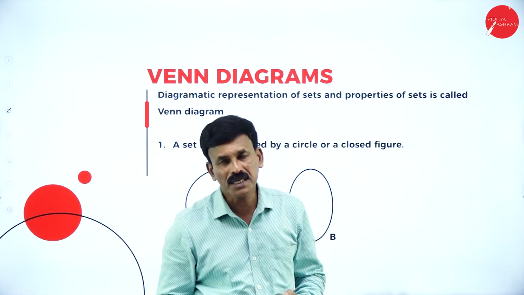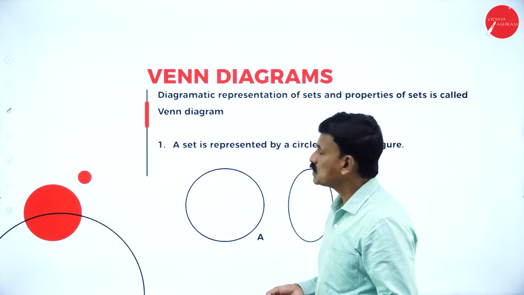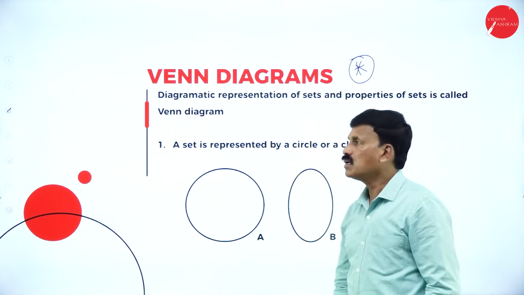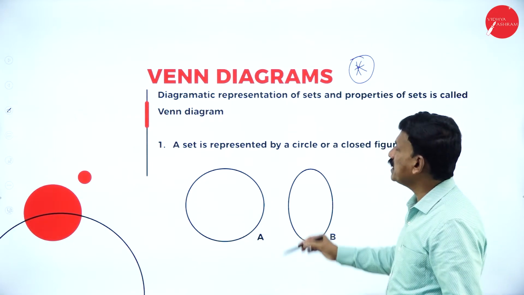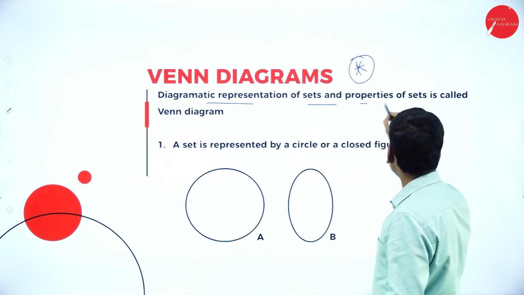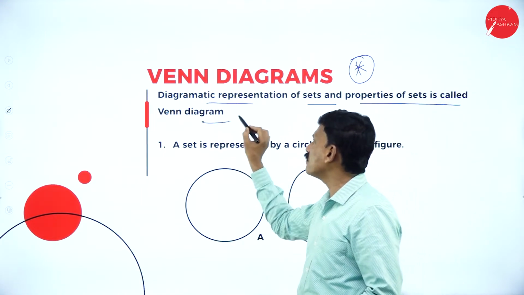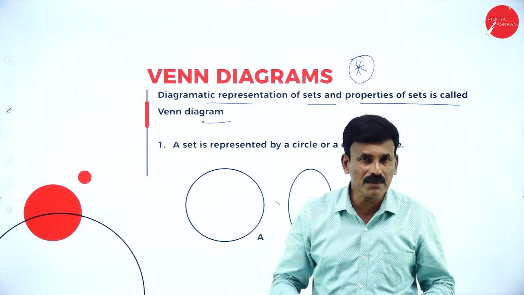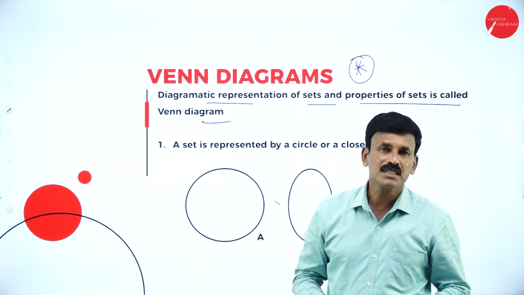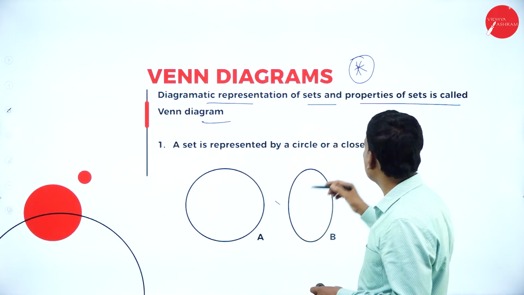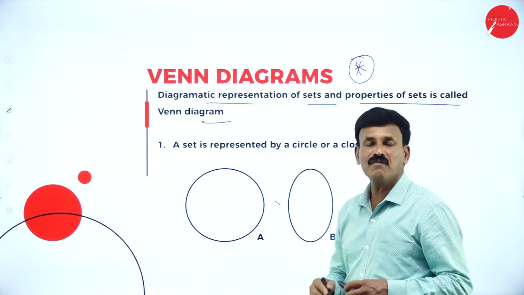Let us come to the next concept, Venn diagram. So this is a very important concept. You may expect one question from this. Now, what is a Venn diagram? A Venn diagram is nothing but the diagrammatic representation of sets and the properties of sets. The pictorial representation of the sets, the elements of the set and the properties of the sets is called a Venn diagram.